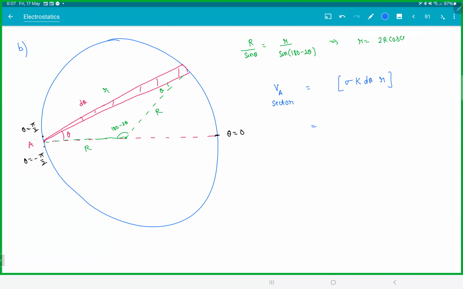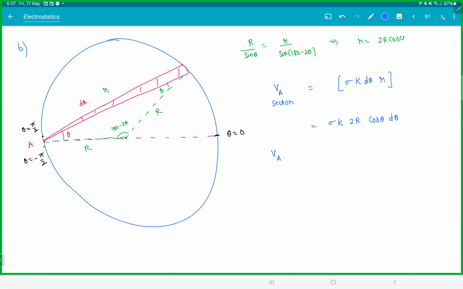Sir, why is there a k outside? Never mind. Then we'll have sigma k and that r would be 2R cos theta d theta. This is the potential at A due to the sector. Getting it? And then you're done.